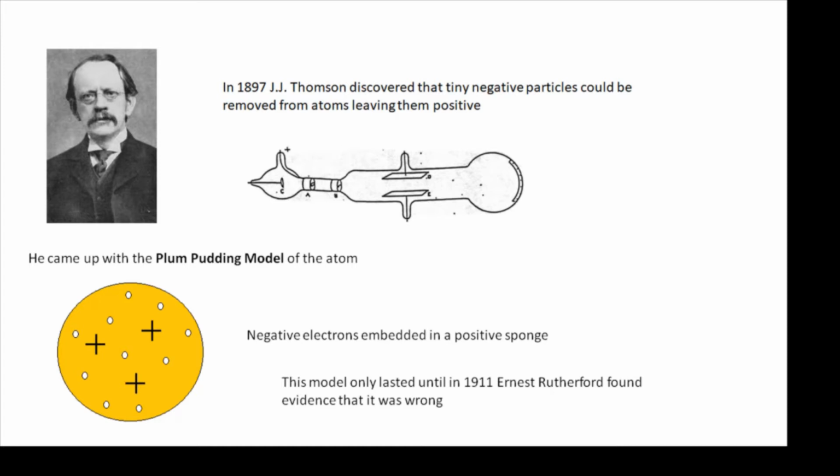Basically saying that the atom is a ball of very fluffy, light, positive sponge, and then these tiny little negative electrons were embedded in this sponge. This model didn't last for very long because Ernest Rutherford came up with a new model, one of his students actually, a bit later on.